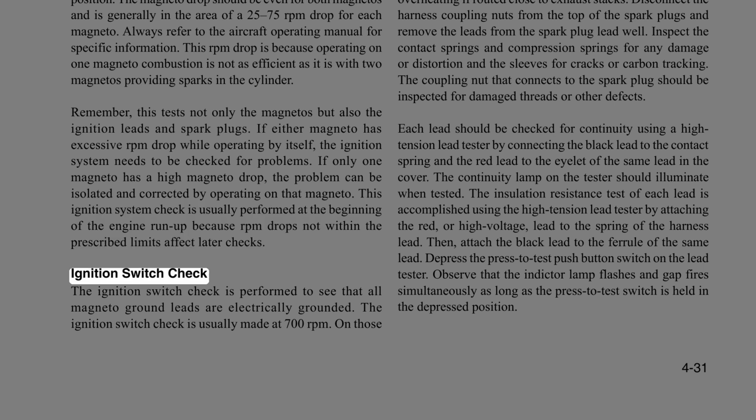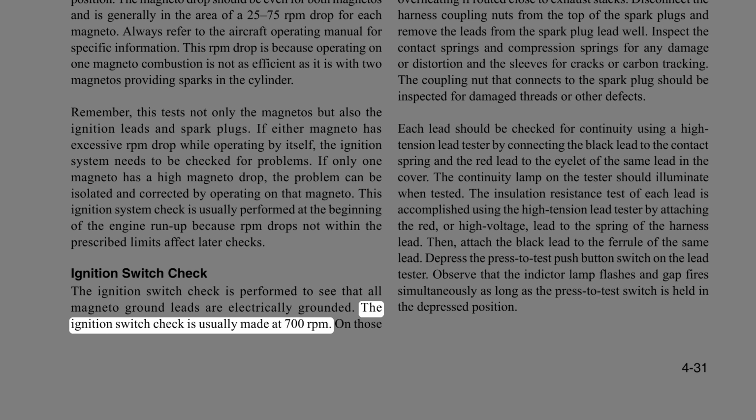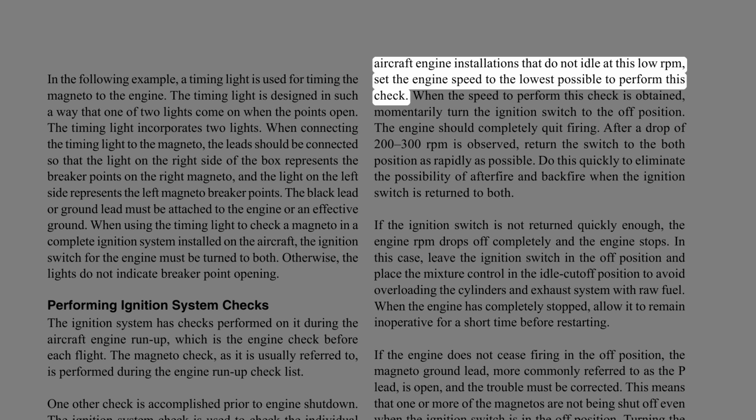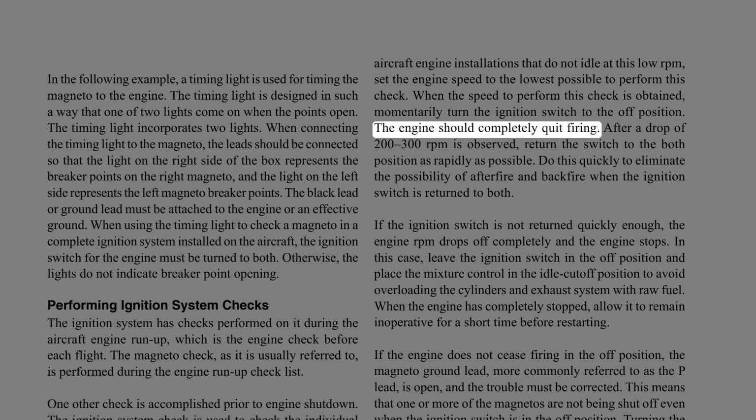Ignition switch check. The ignition switch check is performed to see that all magneto ground leads are electrically grounded. The ignition switch check is usually made at 700 revolutions per minute. On those aircraft engine installations that do not idle at this low RPM, set the engine speed to the lowest possible to perform this check. When the speed to perform this check is obtained, momentarily turn the ignition switch to the off position. The engine should completely quit firing.